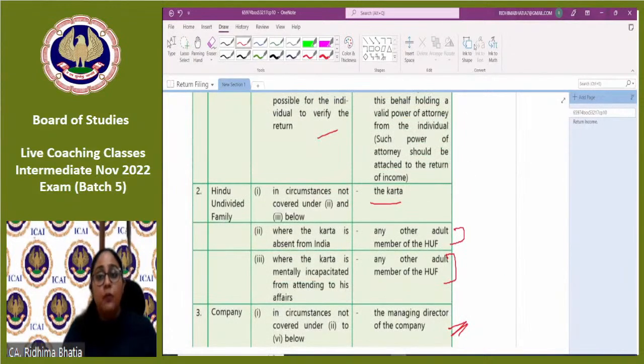Any doubt? अब कोई what if scenario मैम ऐसा हो तो not all the members, only one of the person has to verify the return. On behalf of all the HUF, they are doing it, but only one has to do.